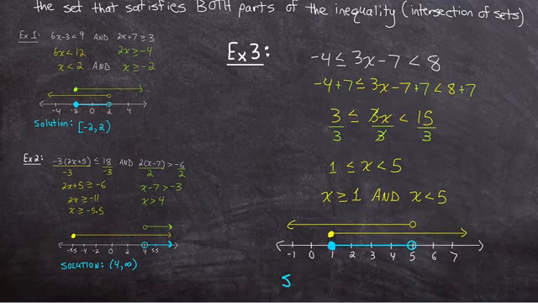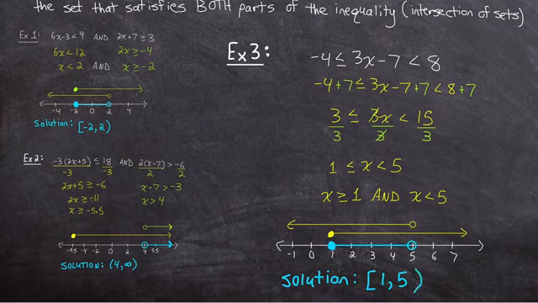The solution is the interval of x values between 1 and 5, including 1, so square bracket at 1, and not including 5, so round bracket at 5. Subbing in any number between 1 and 5 in for this x in the original double inequality is going to make the middle value be greater than or equal to negative 4 and less than 8. It'll satisfy both parts of that double inequality.